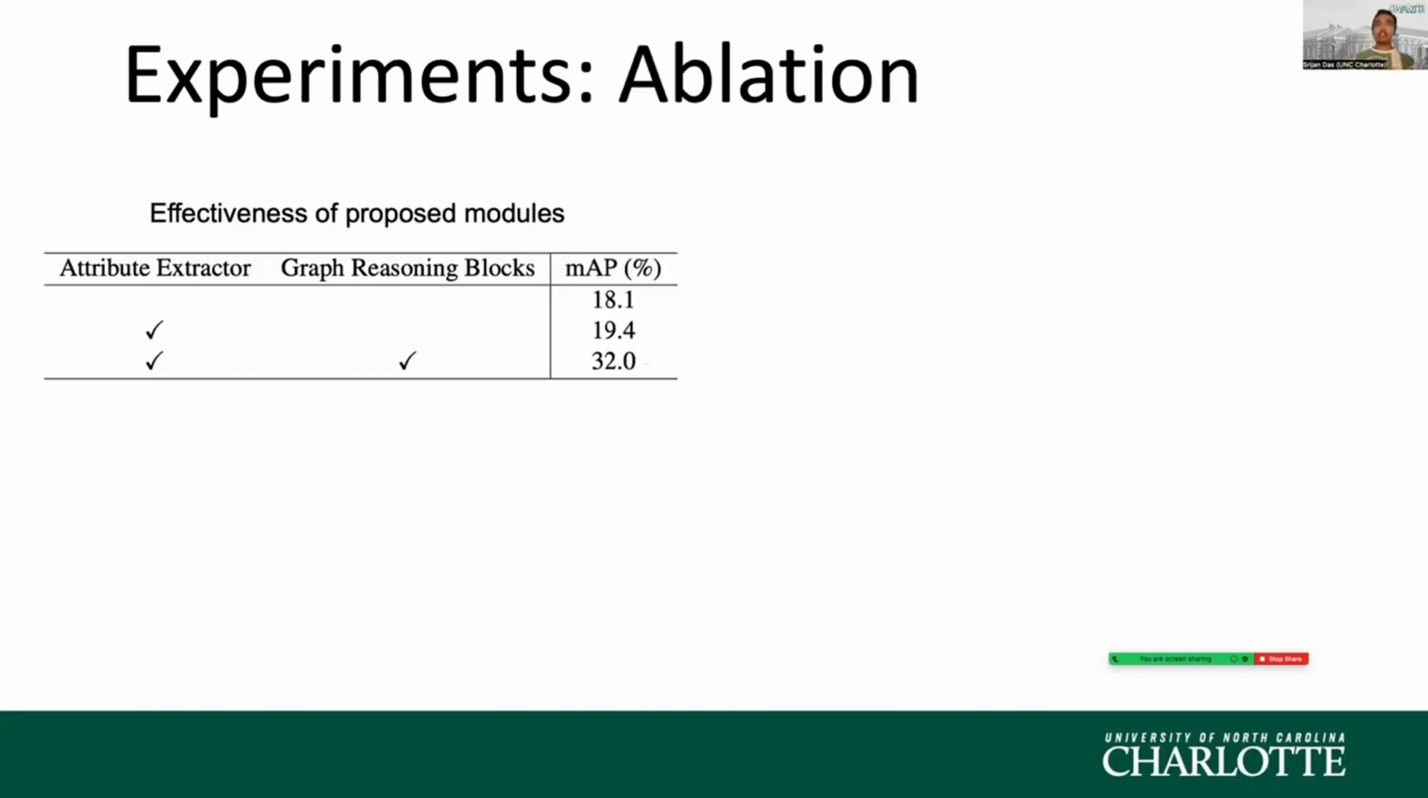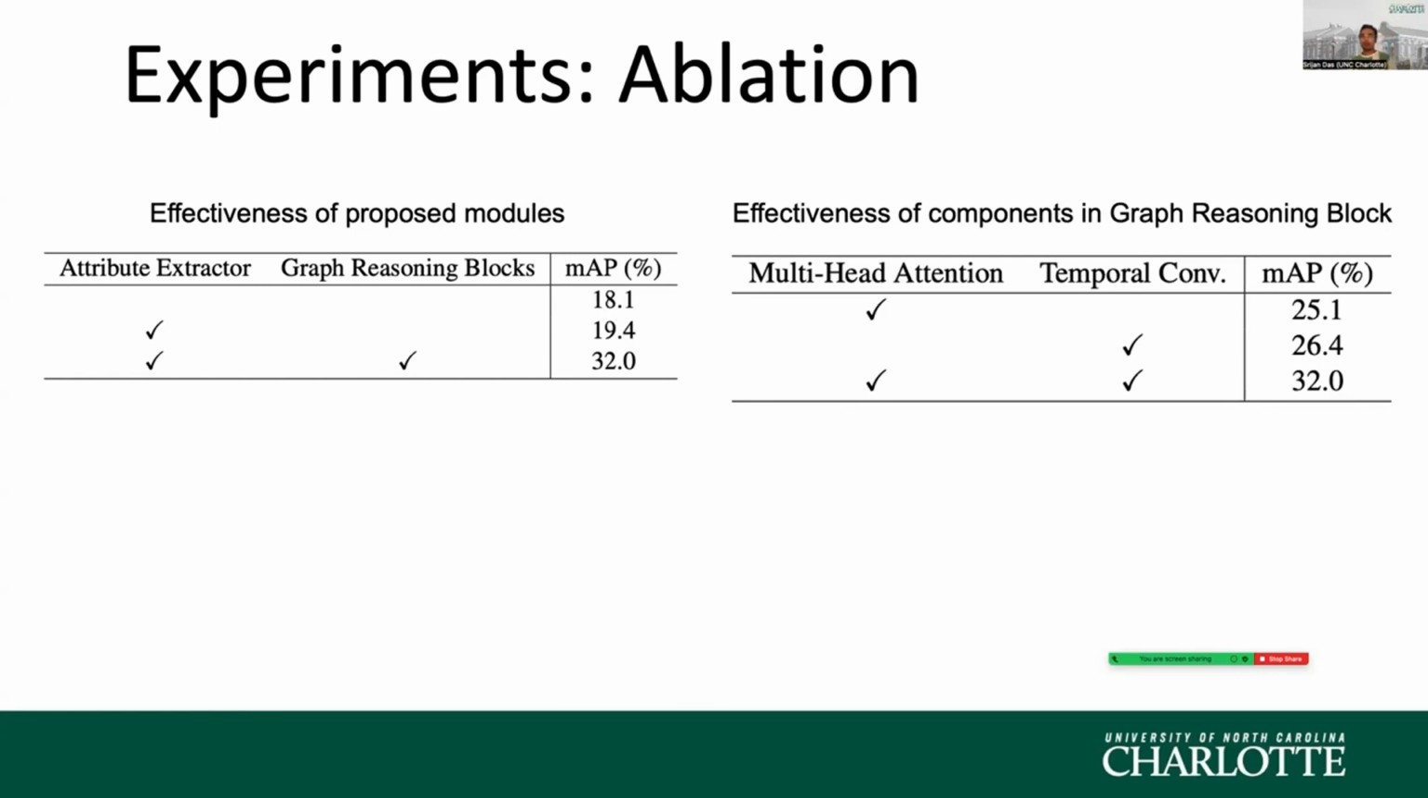In our ablation, we show the effectiveness of our proposed modules. So if we want to make use of CLIP for action detection, just straightforwardly replacing the visual encoder with CLIP doesn't work. We need both the attribute extractor and a graph reasoning block based network for modeling the temporal information and the attributes in the scene. Both of these components are crucial to get a very high action detection accuracy. We also ablate the different components or our design choice of the graph reasoning block, and we see that both multi-head attention and temporal convolutions are required to get a very high accuracy.